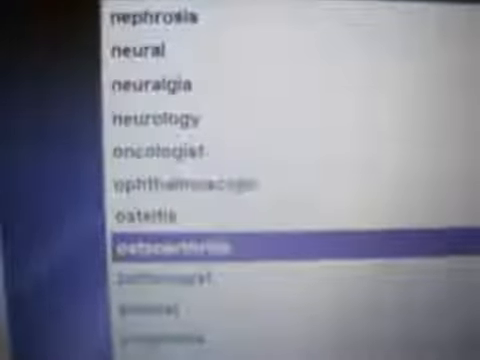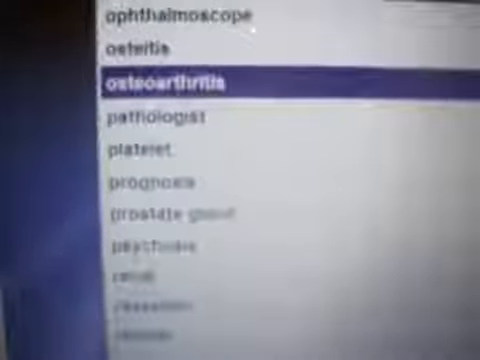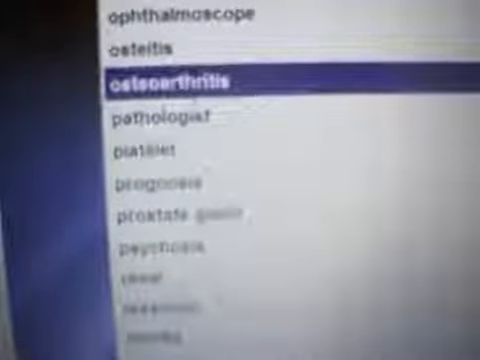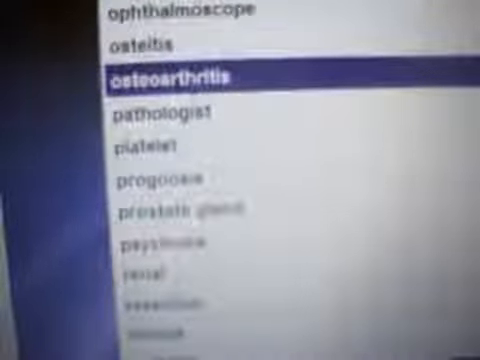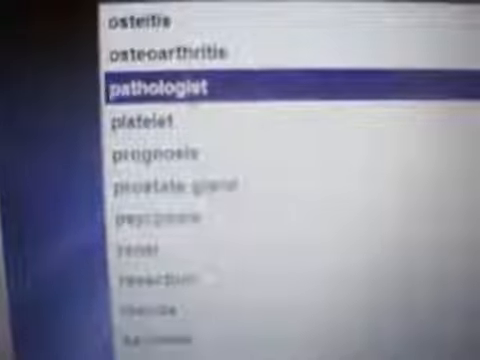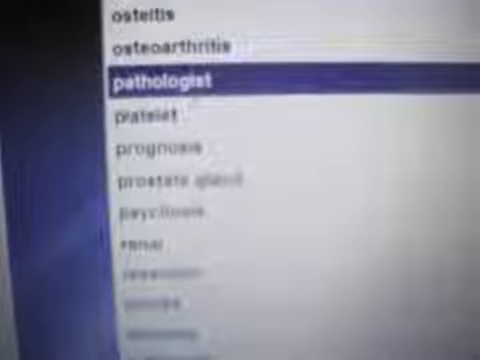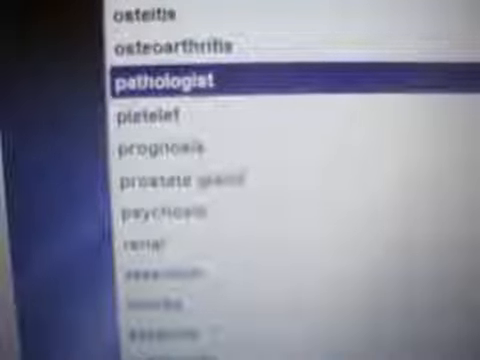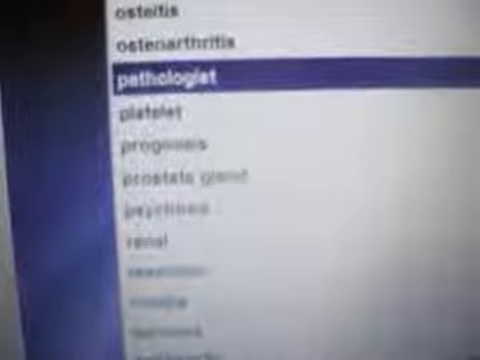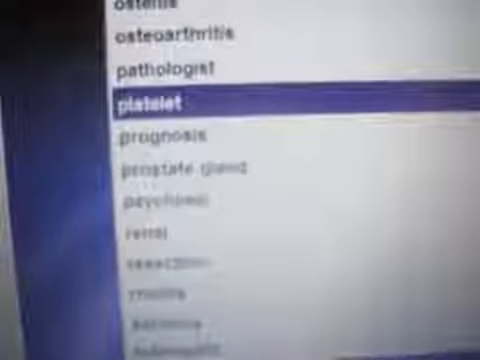Osteoarthritis. Although osteoarthritis literally means inflammation of bones and joints, it is primarily a degenerative condition. In older people, degenerative changes such as thinning and loss of cartilage cause joint pain and stiffness. Pathologist. A pathologist is a physician who specializes in the study of disease. Pathologists perform autopsies and examine biopsy samples to determine the cause of disease. Platelet. A platelet is a clotting cell or thrombocyte.